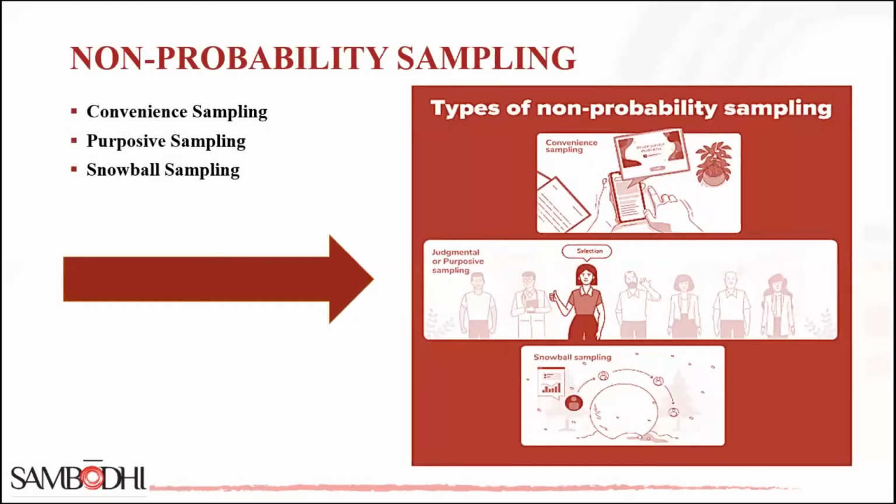Before we move into the types of non-probability sampling, let's get a little bit of understanding. What is non-probability sampling? Non-probability sampling is a sampling method that uses non-random criteria like availability, geographical proximity, or expert knowledge of the individuals you want to research in order to answer a research question.